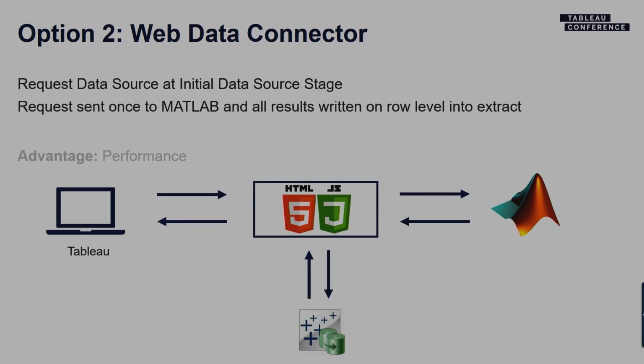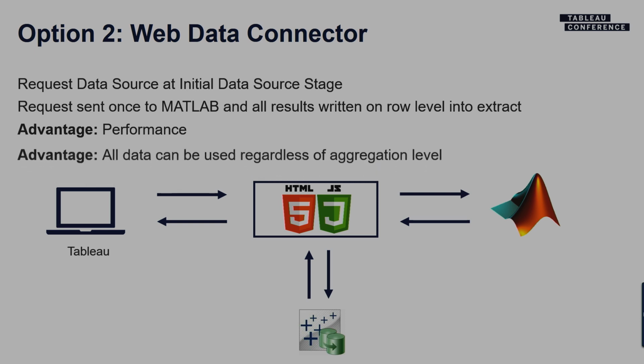The web data connector for Tableau then puts that JSON into an extract, and then that extract's available for us to use. The advantage, of course, here being performance, because all of our results are row-level written into that complete extract. And we can use that data regardless of the aggregation level. If we want to aggregate that up, we can do so.